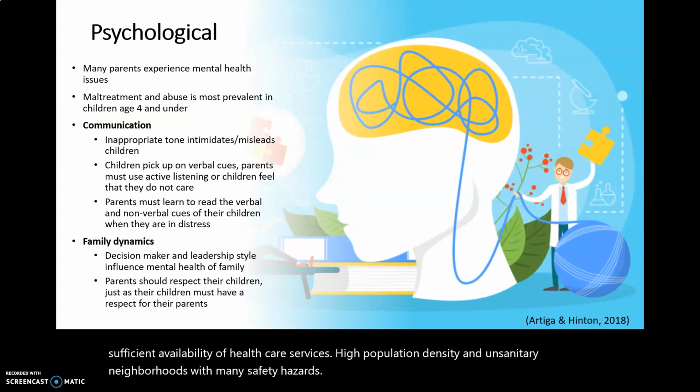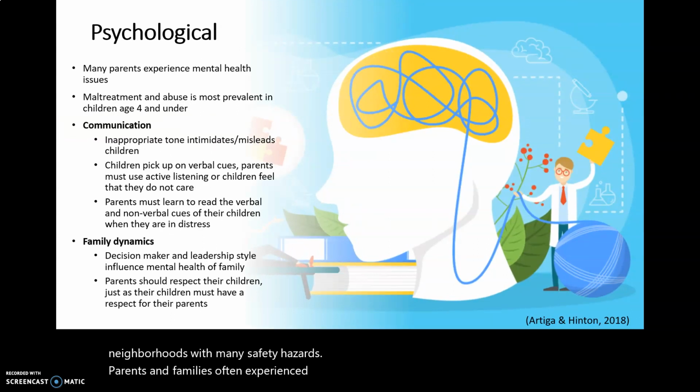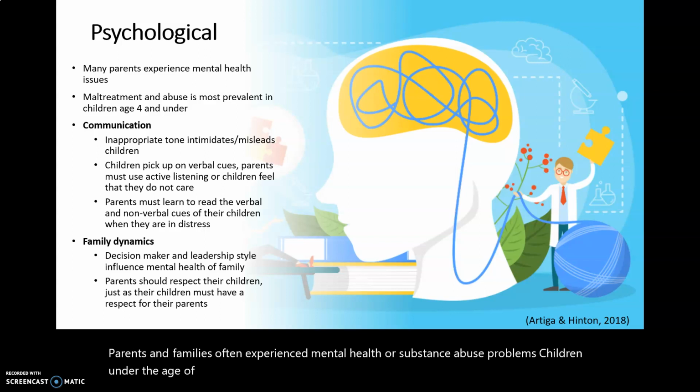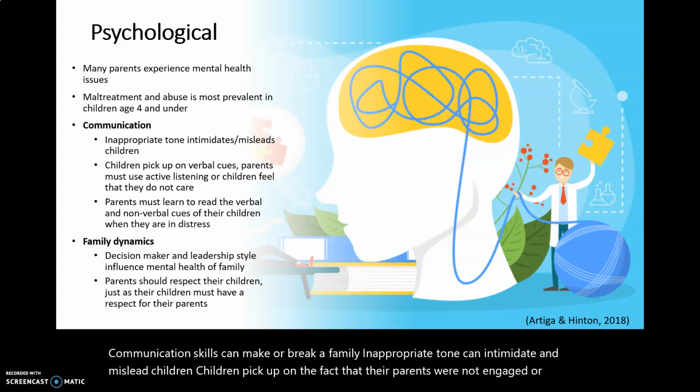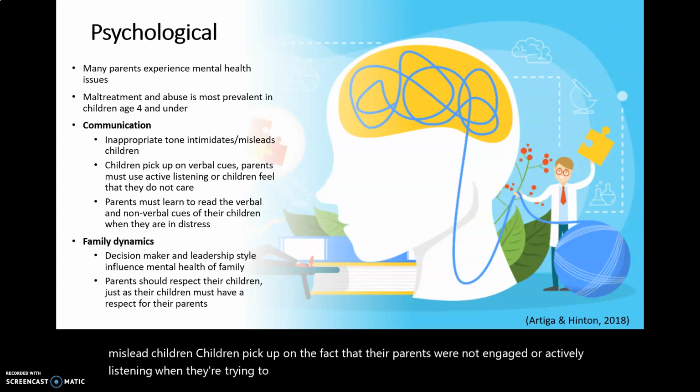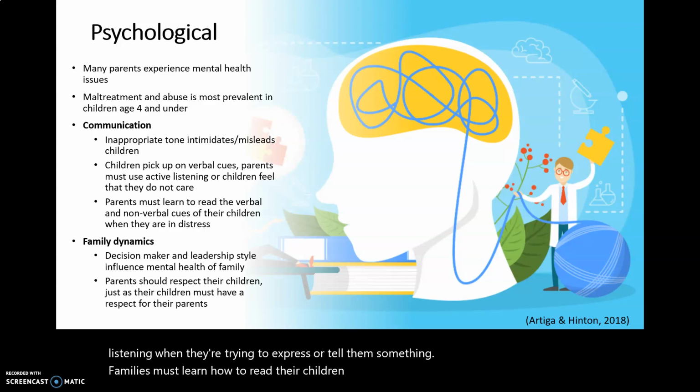Parents and families often experience mental health or substance abuse problems. Children under the age of 4 are most prone to experience maltreatment and abuse. Communication skills can make or break a family. An inappropriate tone can intimidate and mislead children. Children pick up on the fact that their parents are not engaged or actively listening when they are trying to express or tell them something. Families must learn how to read their children and watch for signs of illness, distress, or unmet needs.